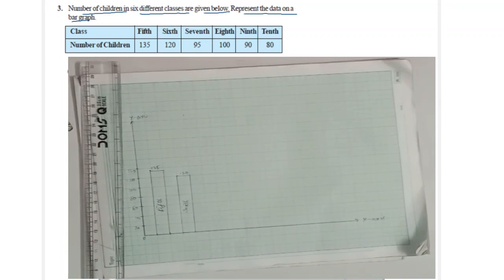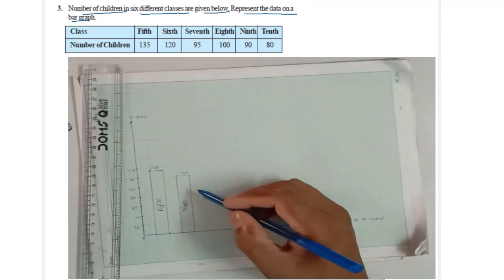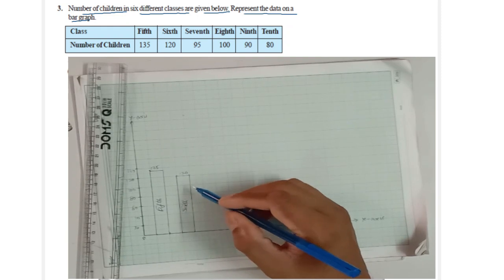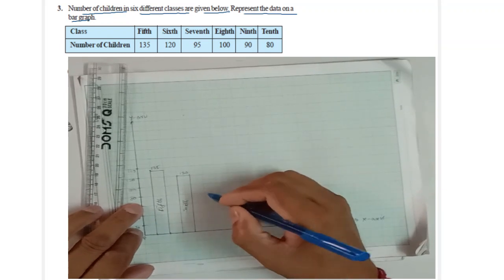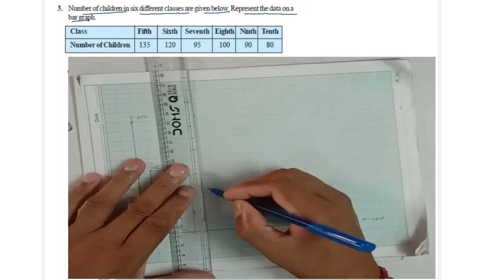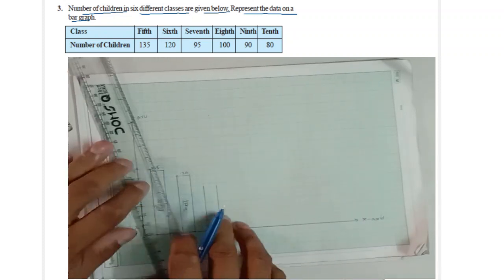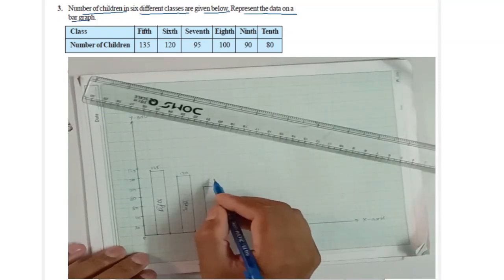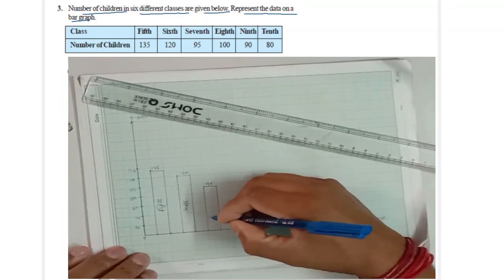Then for 7th class, it is 95. Then 95 will come after 80. One small division is equivalent to 2, so for 95 it will be 7.5. That is between the 7th and 8th line after 80. Here leave one box, and then after 80, you have to take the point between the 7th and 8th line. That is here. And join this. Like this. Sorry, it is 95. It is for 7th class. Here write down 7th.